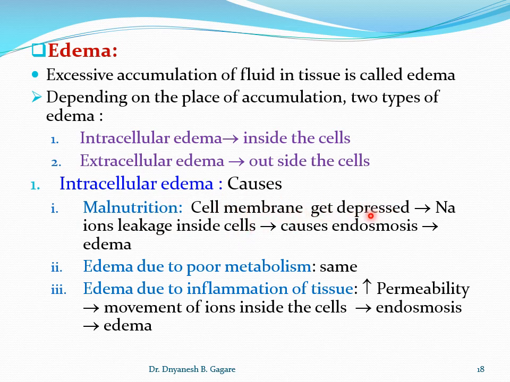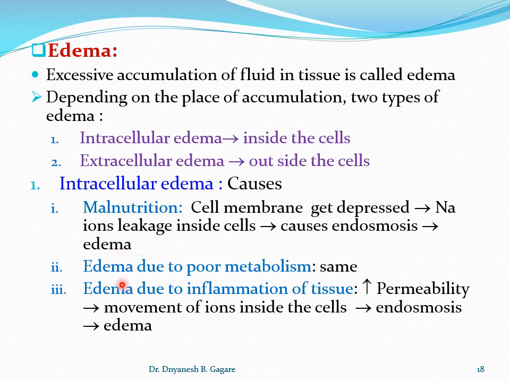Cell membrane gets disturbed, and what will happen? Ultimately there is a leakage of the sodium ions. The concentration of the sodium ions is more in extracellular fluid. That sodium leaks inside the cells. Okay, and the sodium ions enter inside the cell, and they create osmotic pressure, so it causes endosmosis. That is diffusion of the fluid from outside to inside the cell, and it leads into the edema.